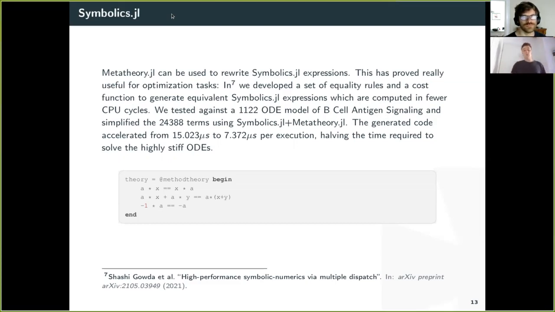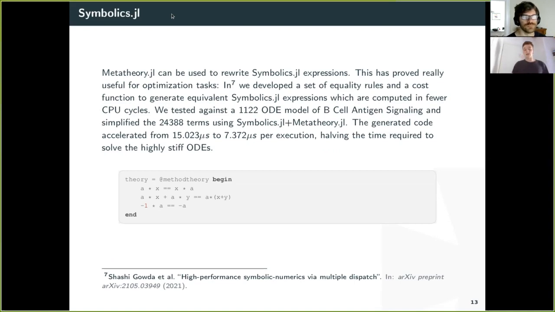So this has proved really useful for optimization. We developed a set of equality rules that you can see there. It's really simple. It's just 3 rules and a cost function to generate equivalent expressions that are computed in fewer CPU cycles. So computing the value of an expression numerically is going to be much, much faster with fewer CPU cycles.